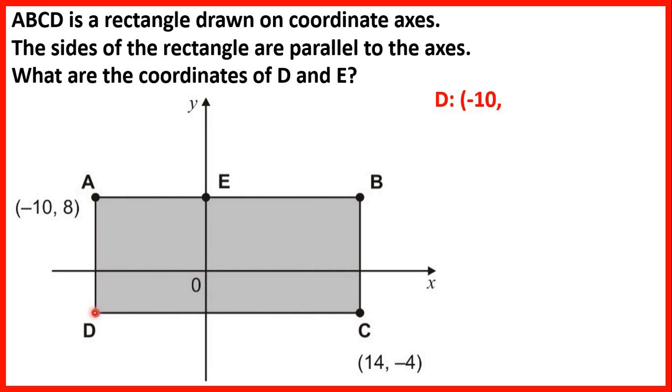Then for the y coordinate, we can see that point D is in line with point C, and that has a y coordinate, a second number, of -4. So the y coordinate of D will be -4 as well. So now let's look at point E. That's on the y-axis, so it will have an x coordinate of 0. And then to find the y coordinate, we can see that point E is in line with point A, and because that has a y coordinate of 8, the y coordinate for point E will be 8 as well.